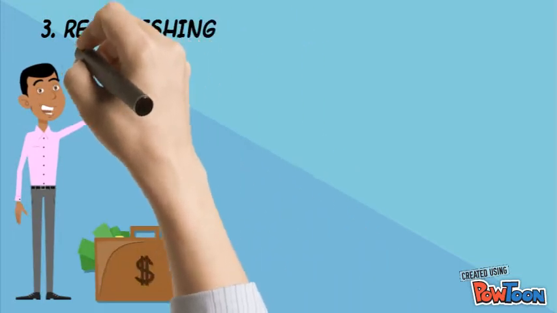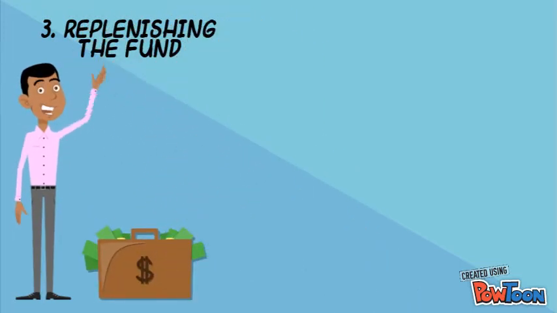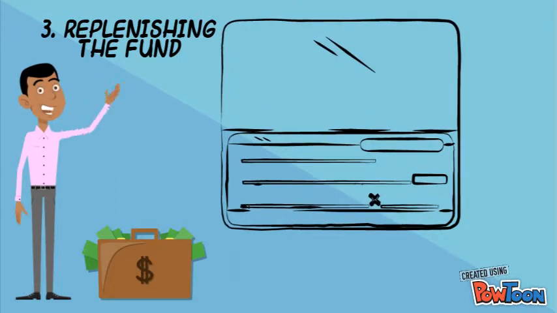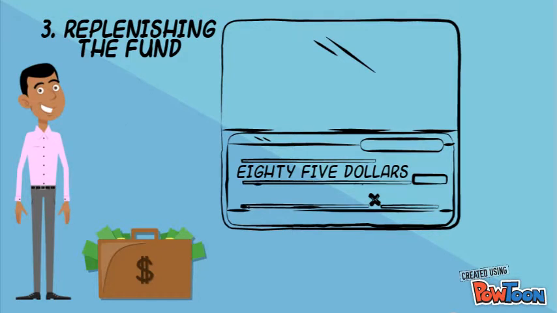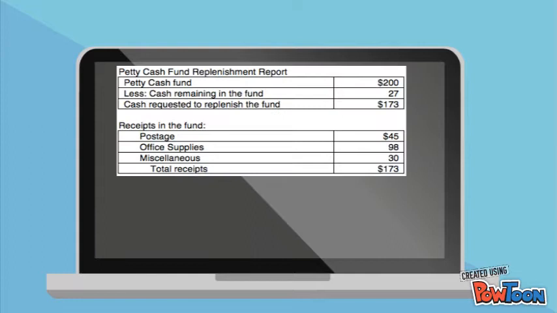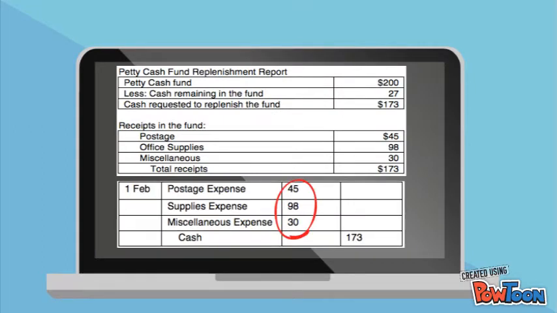Lastly, replenishing the fund is necessary to pay for future expenditures. In this stage, the remaining cash in the fund is counted, and the company cashes a check for the amount that brings the total cash in the fund back to the original balance. This can be reported as follows. In the journal entry, the expenses are debited and the cash is credited to replenish the fund.